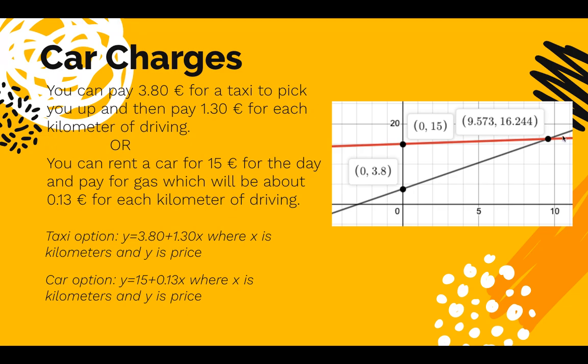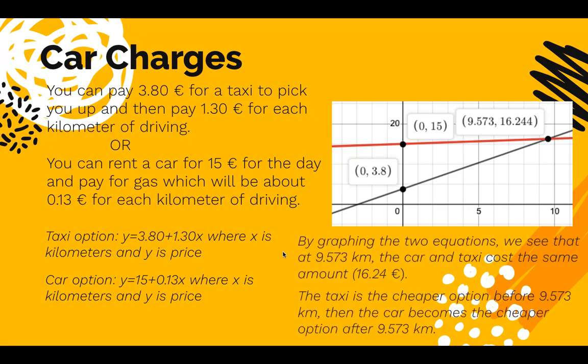So beyond this point, I'd go with the car. Before this point, I'd go with the taxi. And I've explained that here. The taxi is the cheaper option before 9.573 kilometers, but after 9.573 kilometers, the car becomes the better option. And that's how you read two linear graphs and their intersection point, and what that means in terms of the context of the problem.